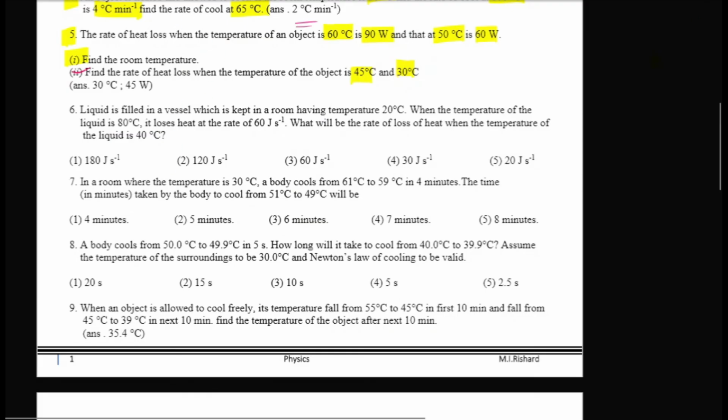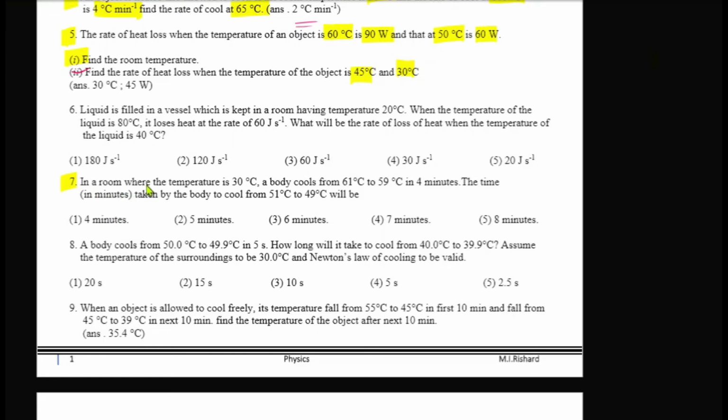All right, so let us discuss the seventh question. The sixth one is a similar question to what we have done earlier, so I'm not going to discuss the sixth one. I'm going to straight away go for the seventh question.